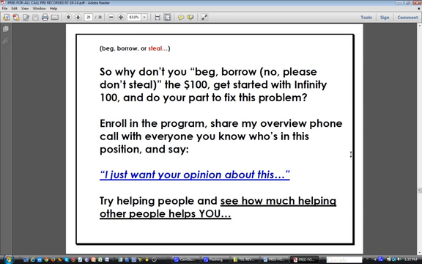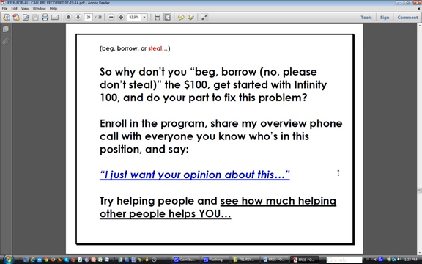I have never ever in my life advocated stealing. But you know what? I do advocate begging or borrowing that $100 because many people have done that and gone on to great financial success. So don't steal it, but get it. Get the $100. It's not that big a deal.